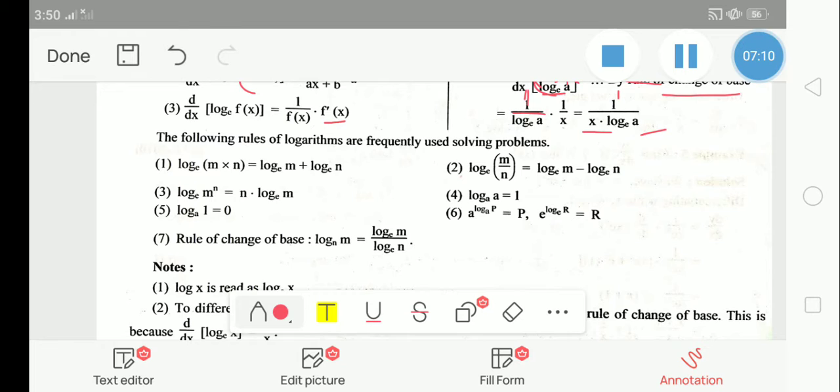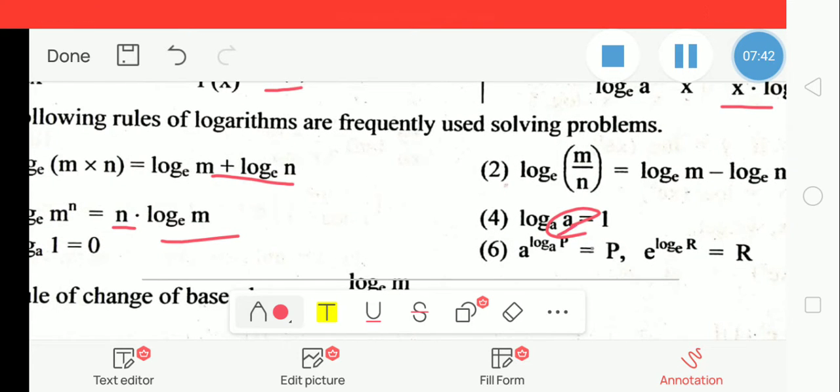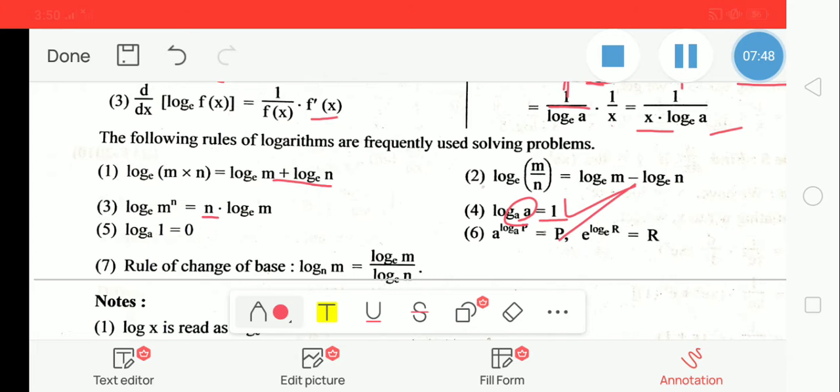We know that for addition, we take log of m multiplied by n, which means multiplication. Here there is a minus sign, so we apply division: log of m divided by log of n gives log of m minus log of n. Then log of m to the power n gives n multiplied by log of m. And where the base and the value are the same, log of a to the base a is 1, and log of 1 gives 0.